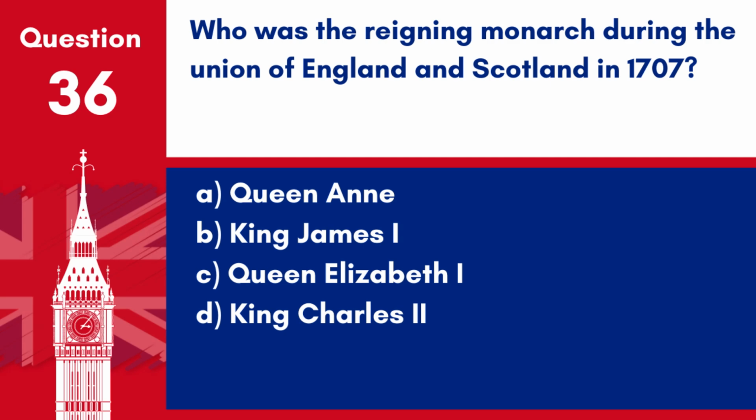Question 36. Who was the reigning monarch during the Union of England and Scotland in 1707? A. Queen Anne. B. King James I. C. Queen Elizabeth I. D. King Charles II. Answer: A. Queen Anne. Queen Anne was the reigning monarch at the time of the Acts of Union in 1707, which united England and Scotland under the name of Great Britain.